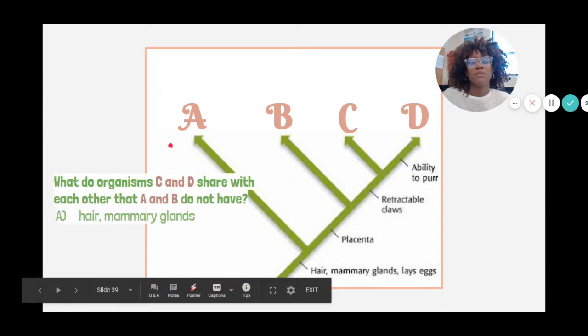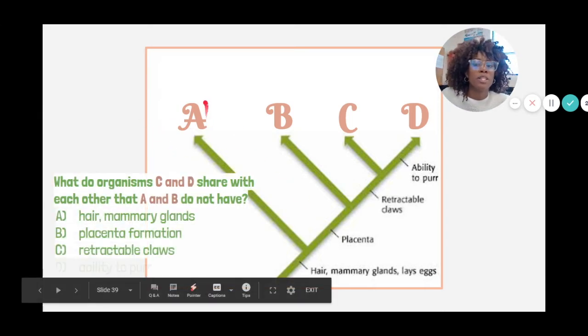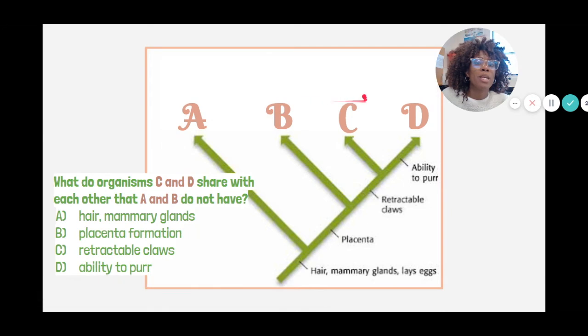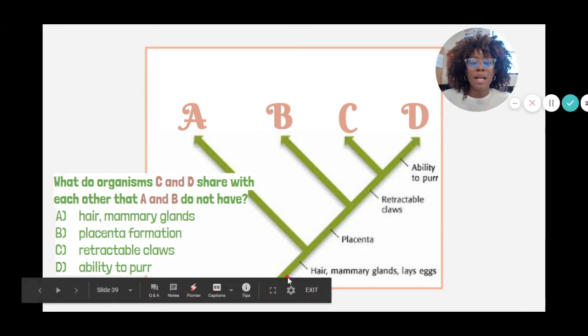So here's an example. I just simplified this by calling them organism A, organism B, organism C, and organism D to make it simple and easy. So what would we say that C and D have that A and B do not have? Answer choice A says hair and mammary glands. So let's go and find hair and mammary glands. Who all has hair, mammary glands, and lays eggs? That one does, that one does, that one does, and that one does, because they're all past that point. So that cannot be our answer.